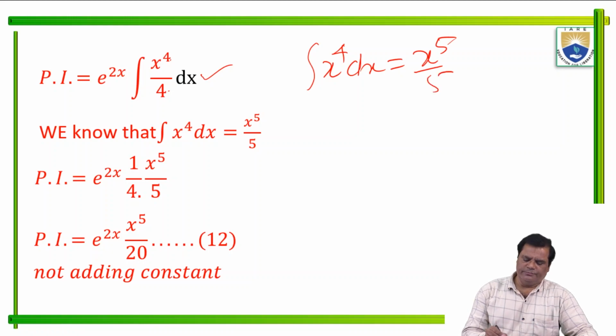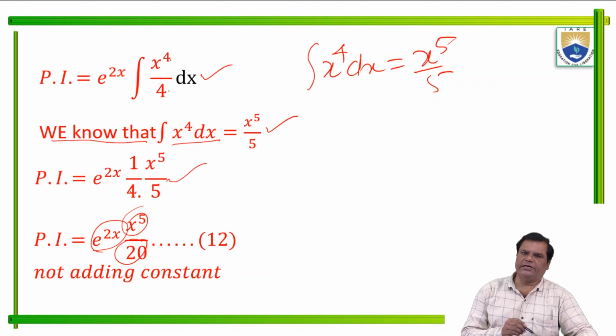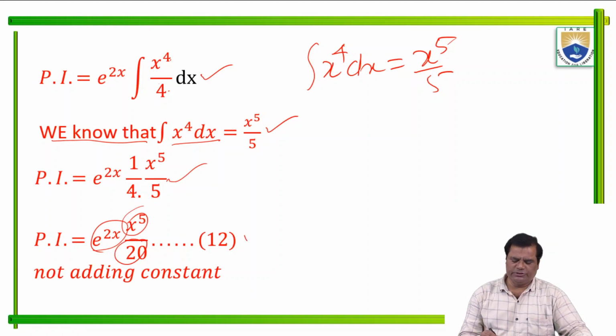So now here I am writing, we know that integration of x to the power 4 dx is x to the power 5 by 5. So this value I am writing here. 1 upon 4 is a constant, we are taking it common out of the integral. So 1 upon 4 x to the power 5 upon 5. So the final answer is e to the power 2x, x to the power 5 upon 5 into 4, that is 20. So this is equation 12. Not adding a constant here.